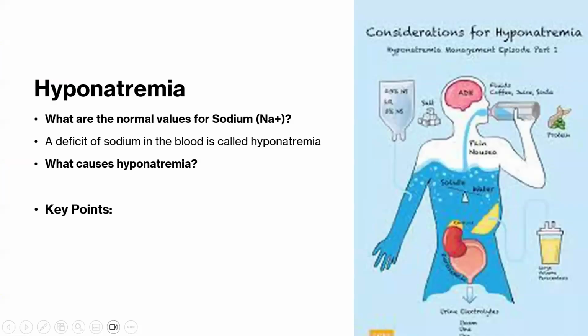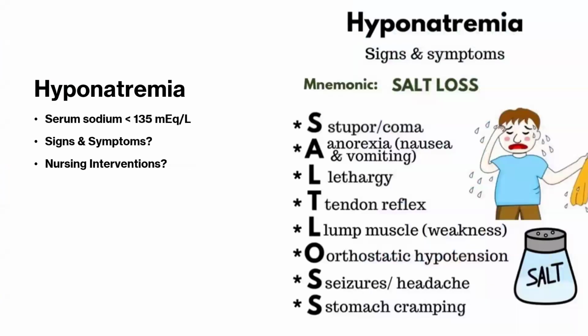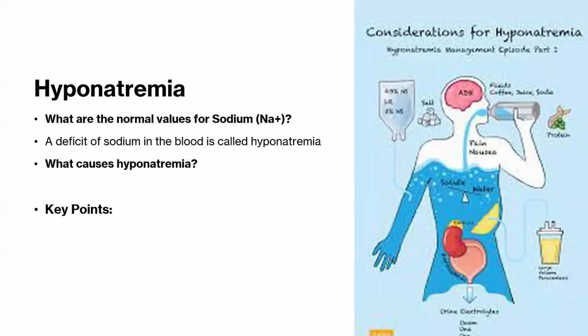Okay, key points. Our sodium level, if it's below normal, is going to be less than 135. If it's too high, it's going to be above 145. I was trying to get my... still can't get it to click on there. Oh well. I had a nice little slick diagram for you, but we'll look at that.